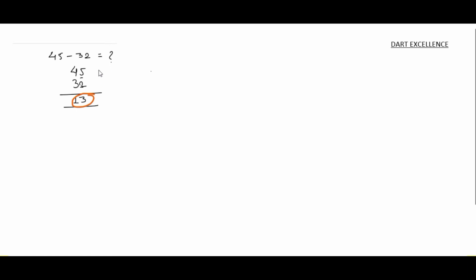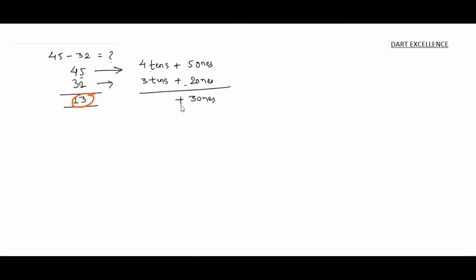Now let's see what is exactly happening with the numbers. For 45 we can write it as 4 tens plus 5 ones, and for 32 we can write it as 3 tens plus 2 ones. When we subtract them, 5 ones minus 2 ones will be 3 ones, and 4 tens minus 3 tens will be 1 tens, and the number will be 13.